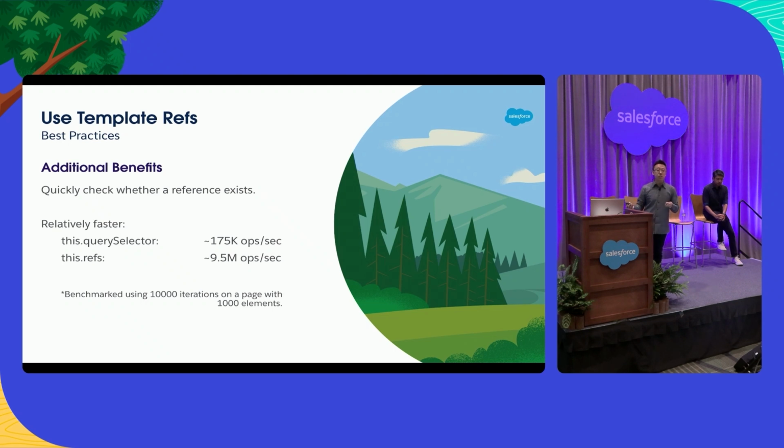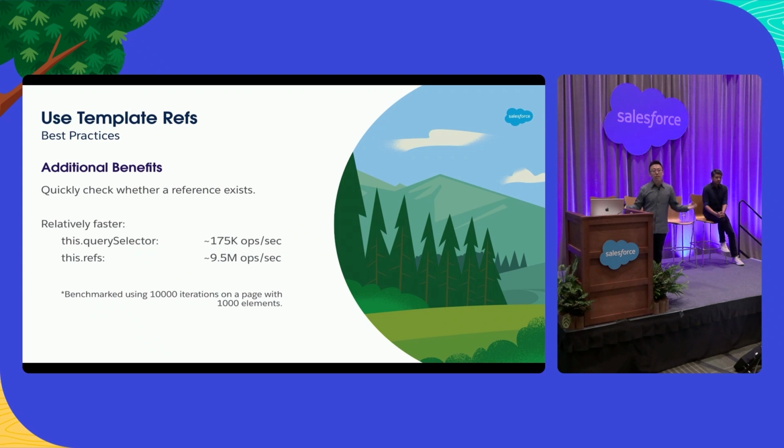So it doesn't actually go to the DOM to get that element. It grabs it before it's even appended to the DOM. So you get that reference without actually having to touch the DOM. This is just a really quick kind of benchmark with it. For this.refs, it can do 9.5 million ops versus query selectors 175K ops, so order of magnitude higher.